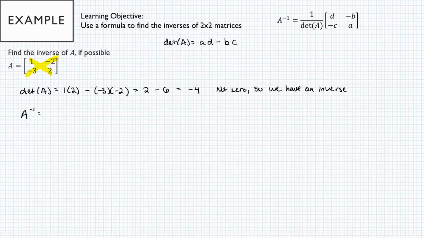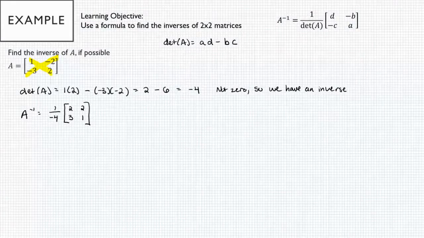Once you calculate that, it's just a matter of filling in all the numbers. So we have 1 over the determinant of A, which is negative 4. So that's going to be negative 1/4. I can't miss that negative. And then I'm multiplying it by a new matrix. I'm flip-flopping the first diagonal, changing those positions, and then changing the signs of the other diagonal. I flip-flopped and then changed signs.